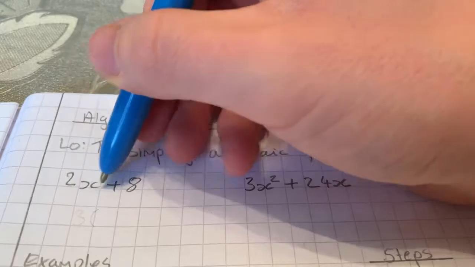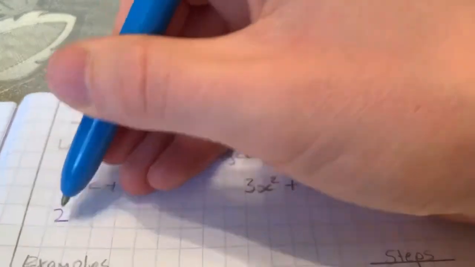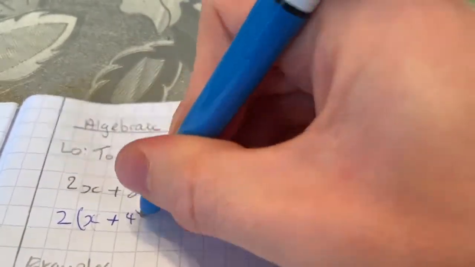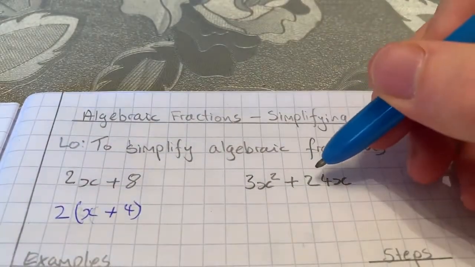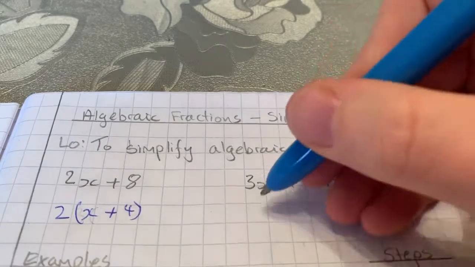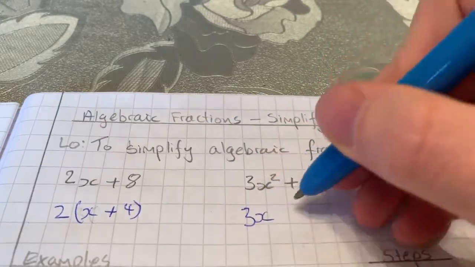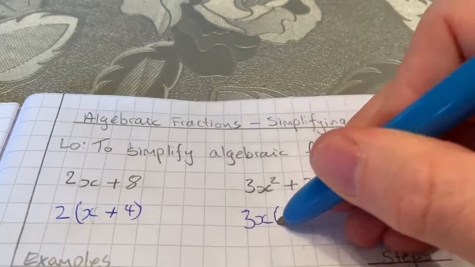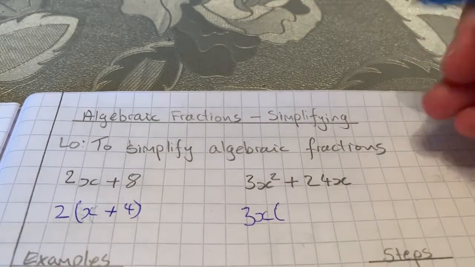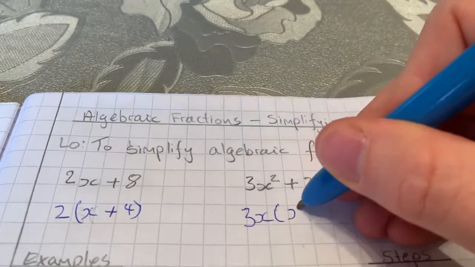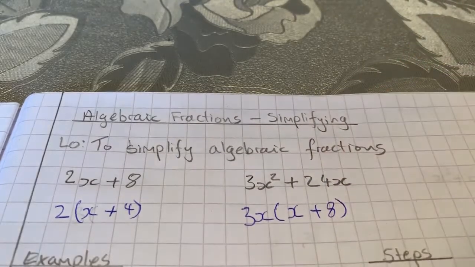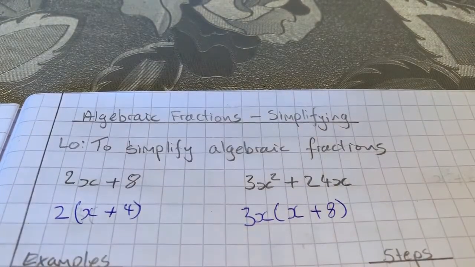So factorising 2x plus 8, understanding the common factor is 2. Inside the bracket we'll have x plus 4. Okay, and then on this side here, common factor 3x. Okay, so letters can be a factor as well. And then inside the brackets, you would have x plus 8. Okay, so that's something you've got to remember.